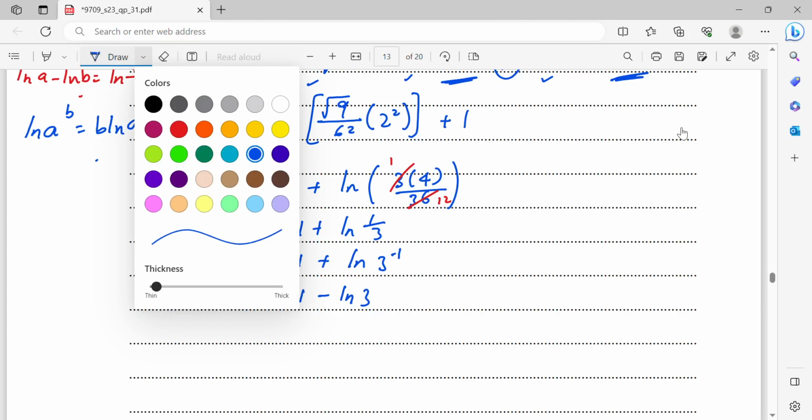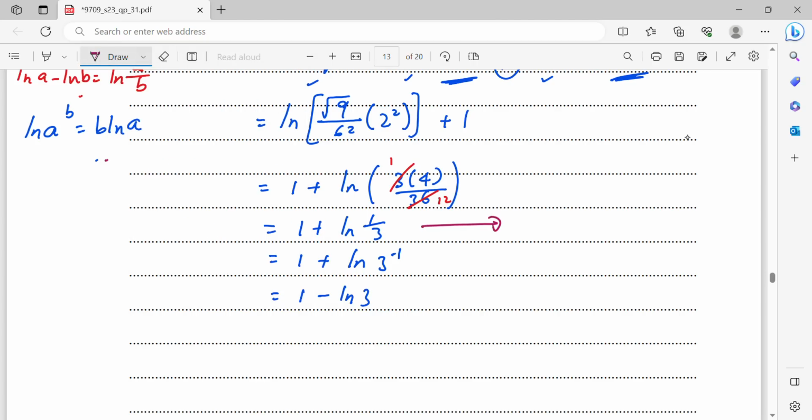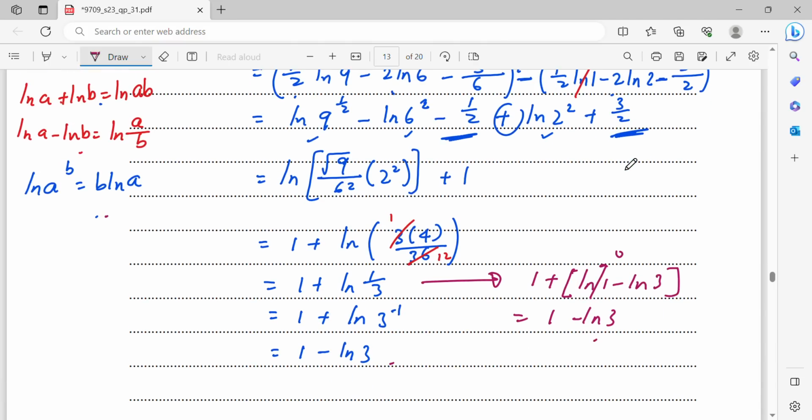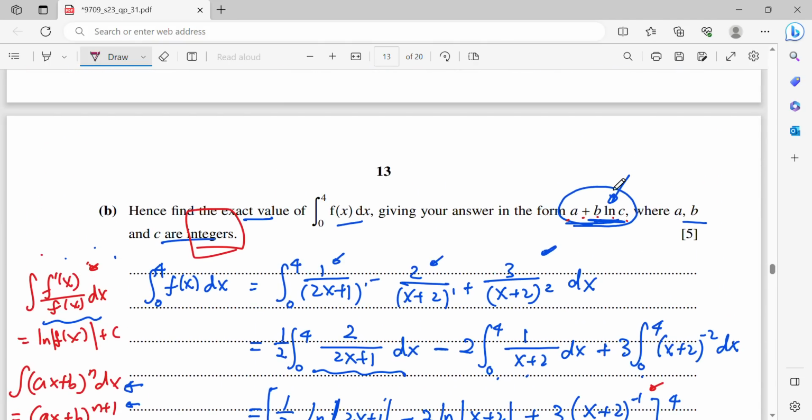Okay, this is the first option. Second option is after this, you can just write 1 plus, then you split because it's division. So ln 1 minus ln 3. So ln 1 is 0. That's why you are getting 1 minus ln 3. It's the same answer. Okay, so that's all for the working of this question. So your answer is 1 minus ln 3.